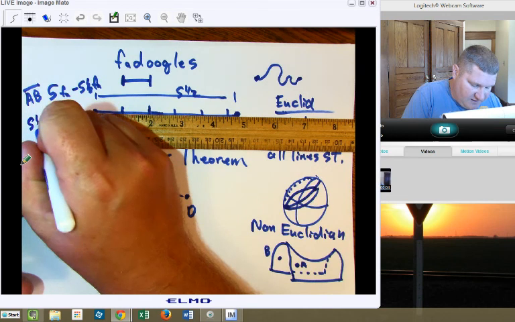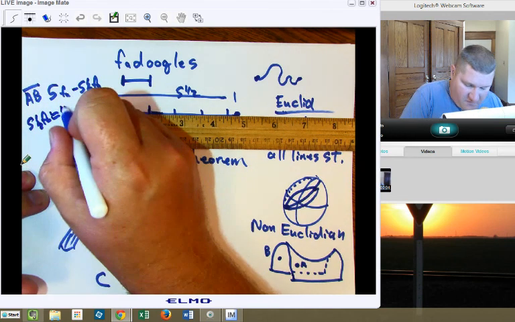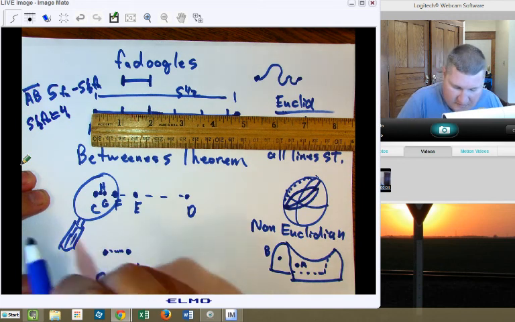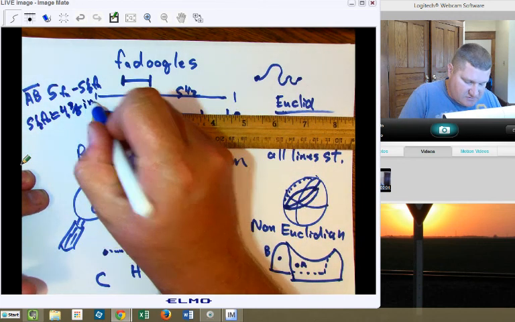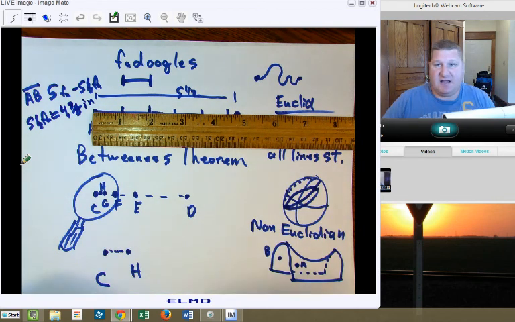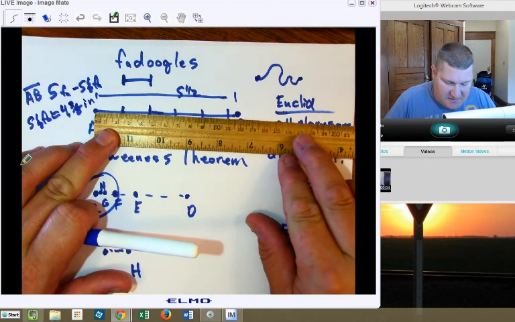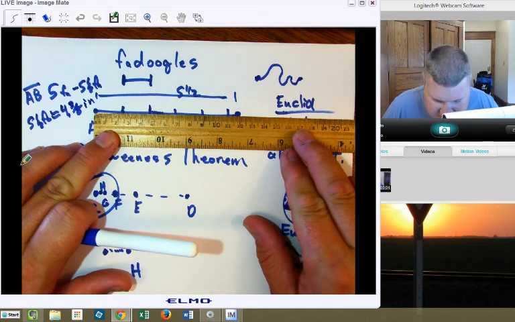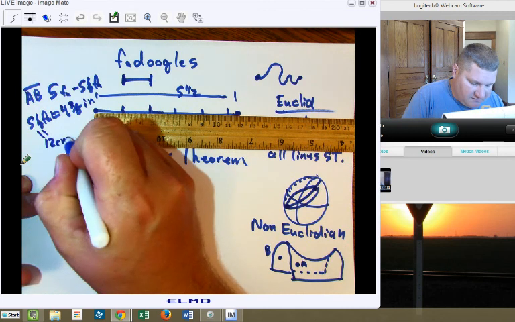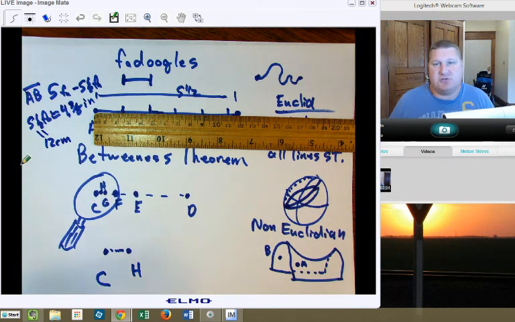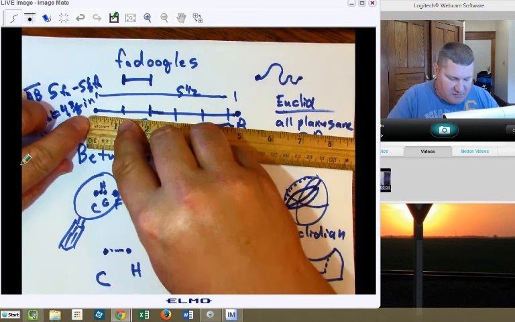So 5.5 Fadoogle happens to be approximately 4 3/8 inches. But you say, fine, I could do better. All I have to do is turn the ruler around. And now instead of inches, it is approximately 12 centimeters. So this is also approximately 12 centimeters. So it doesn't matter what your units are. The inch is just arbitrarily defined.